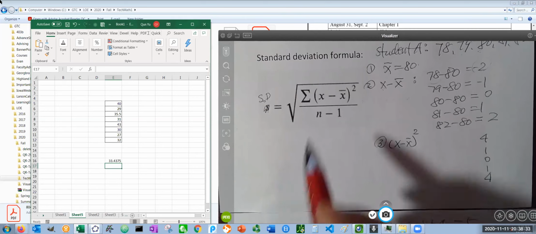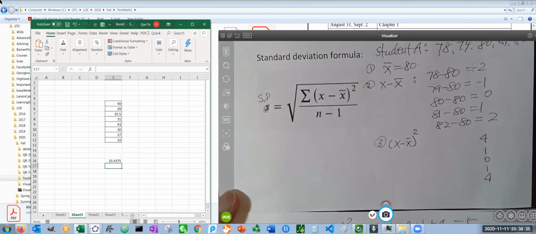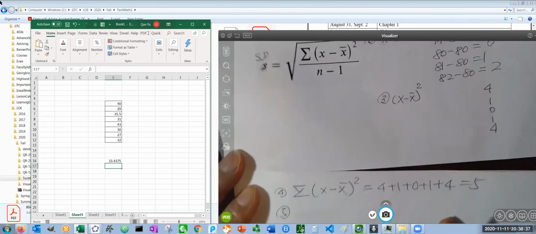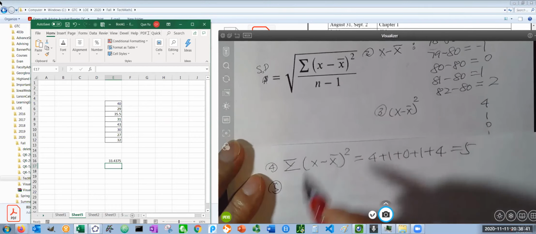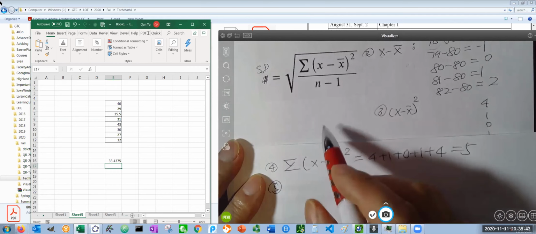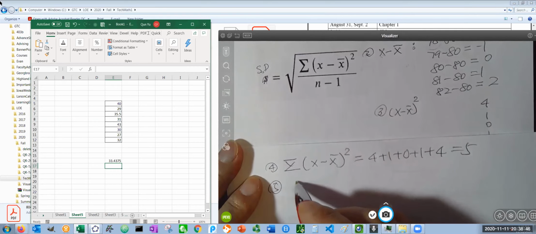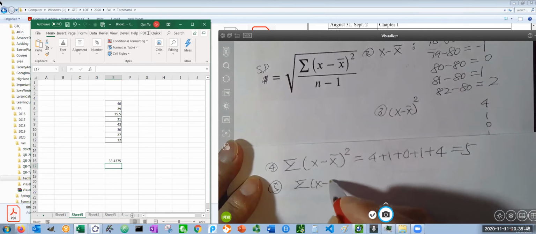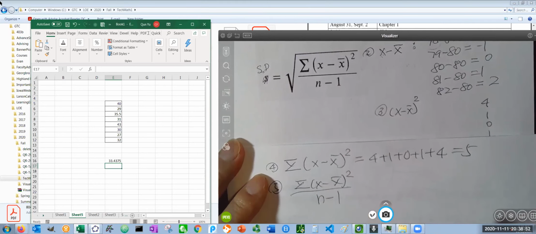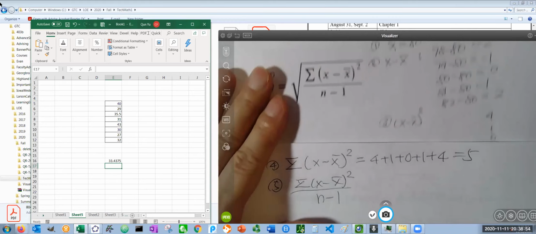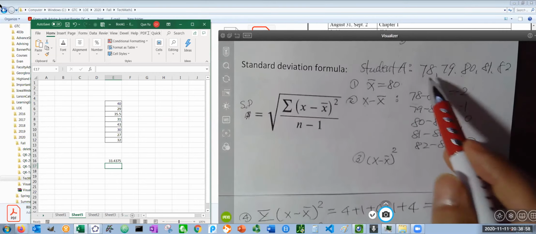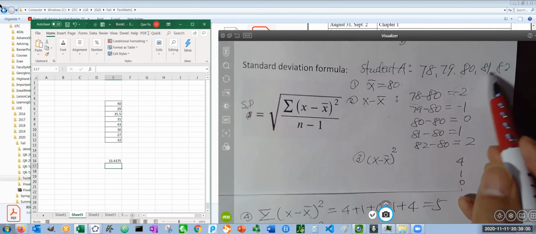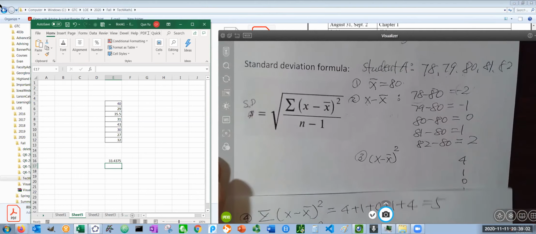Now another step is dividing by n minus 1. So step 5. Step 5, we divide this result by n minus 1. What is n minus 1? First of all, n represents how many numbers you have in your data set. We have 1, 2, 3, 4, 5. We have 5 numbers. So n equals 5.